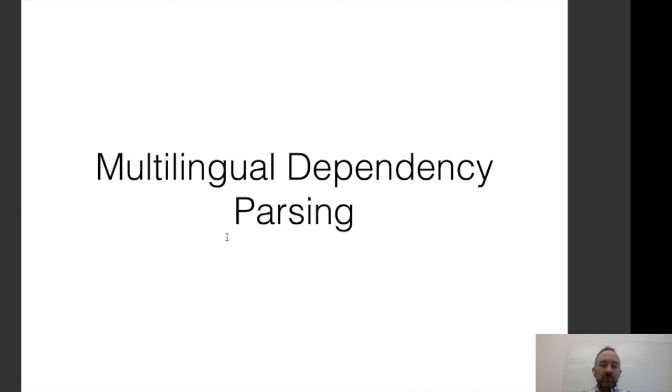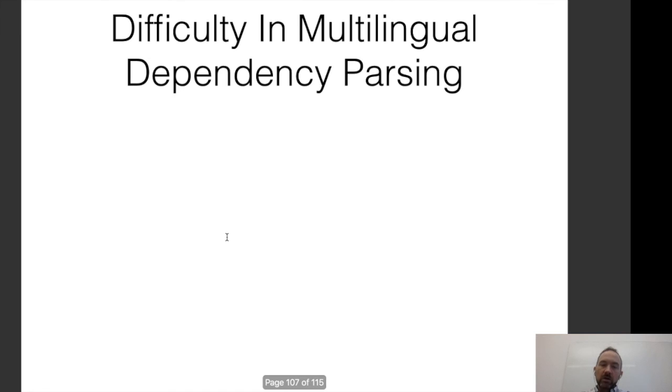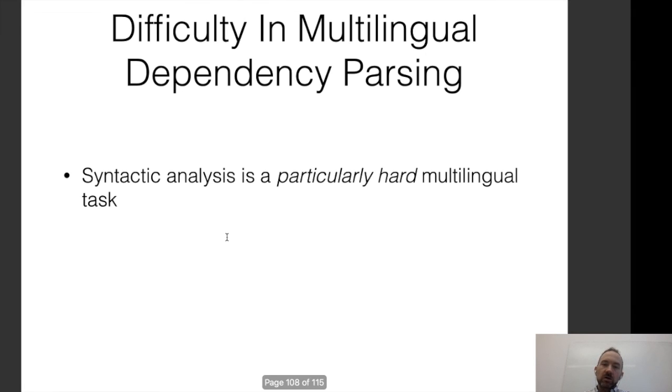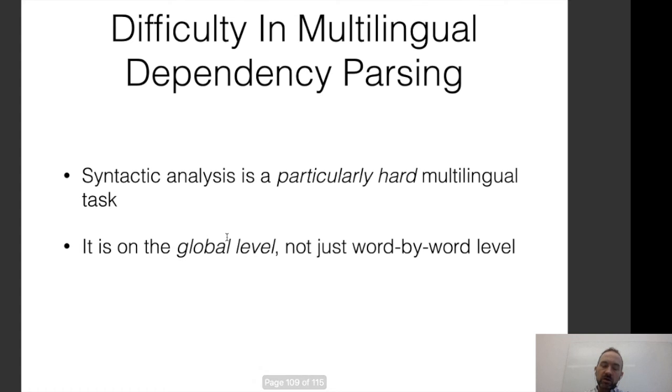So this was your brief overview of dependency parsing, what it's used for, and how it's interesting as a task. And finally, I'd like to give just a few examples of multilingual dependency parsing. Multilingual dependency parsing is particularly interesting as a multilingual task because it's particularly hard. And why is it particularly hard?